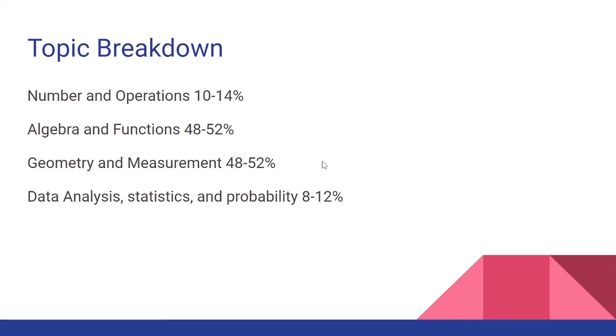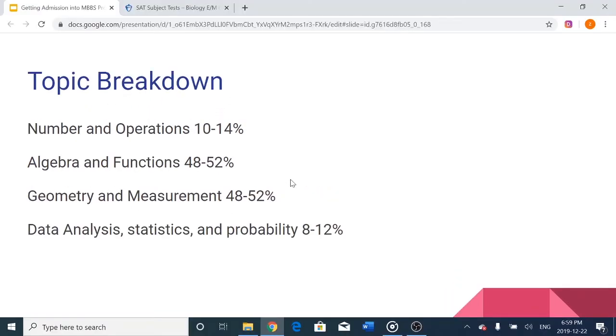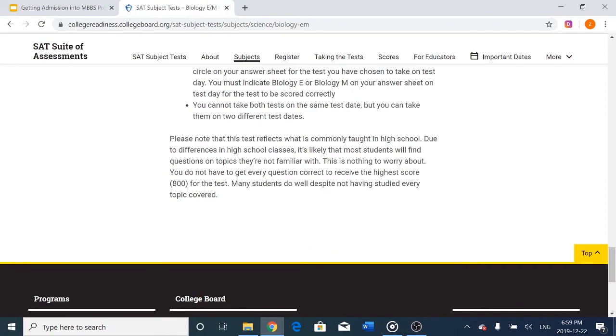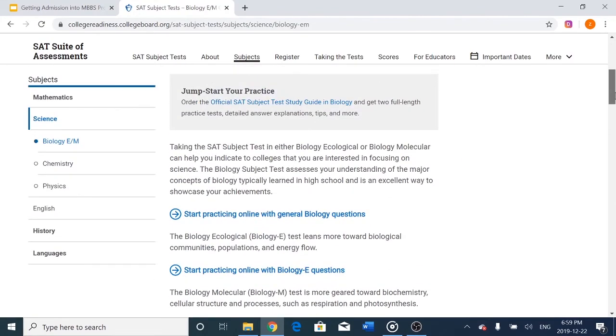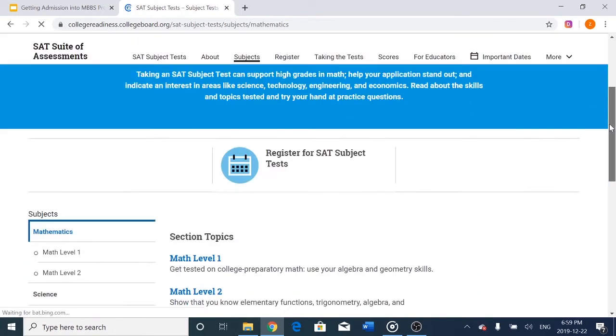And what you'll notice is that you'll have the least amount of statistics and probability. Those are small concepts like standard deviation, mean, median, mode, range. You'll have number and operations, which is 10 to 14%. So from this, you'll know that these are the bulk of the whole SAT subject test. I'm going to talk about these topics in detail because I find it's important to really look at the topic breakdown. It really gives you an idea of what you need to study for. I'll give you some pointers here too.